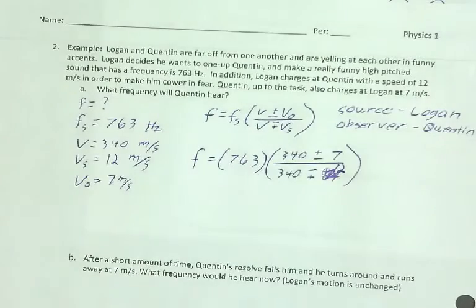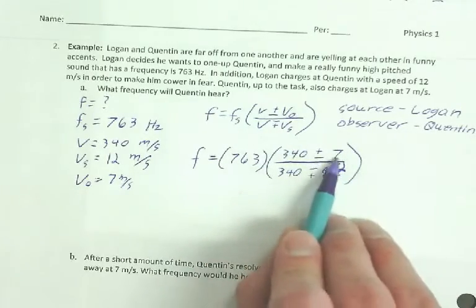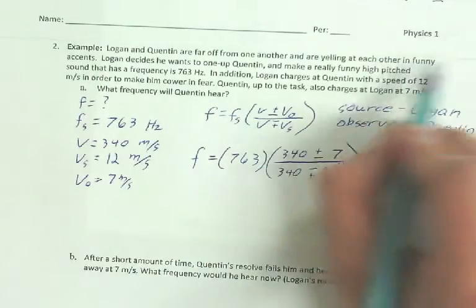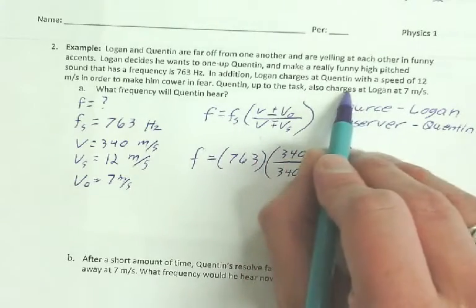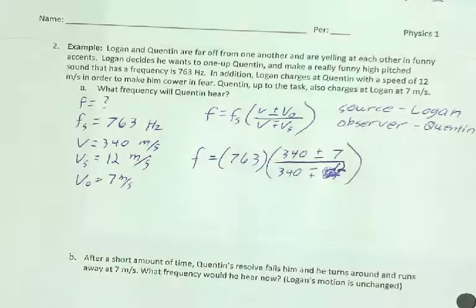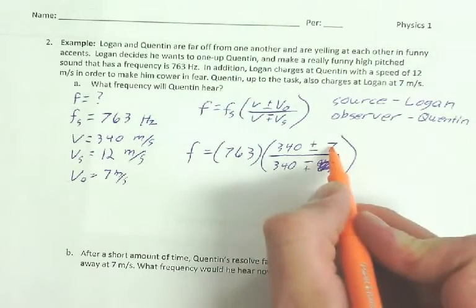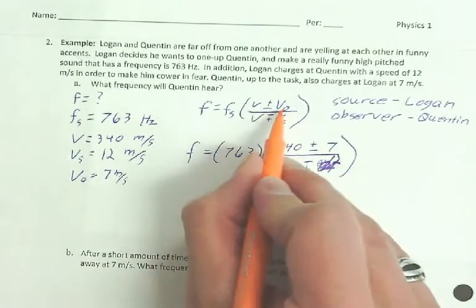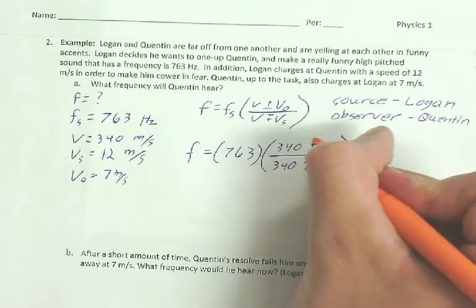So I look at this and I say, okay, the observer, Quentin. What is Quentin doing? It says he also charges Logan. So he's going towards Logan. Towards means top. I pick the top sign for the observer. So here's my observer. I pick the top sign. The top sign is plus. Circle it.